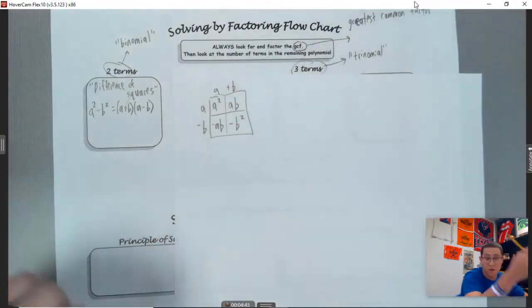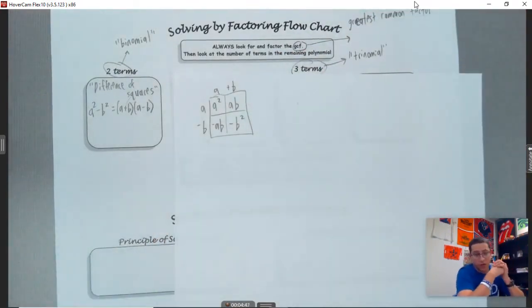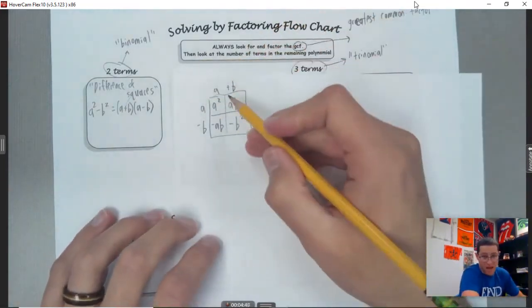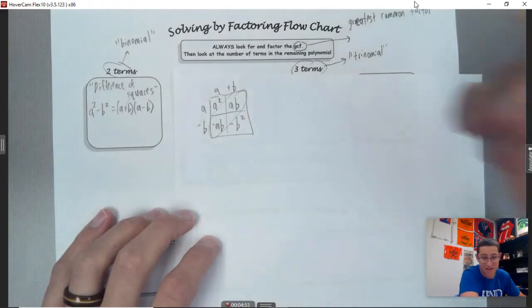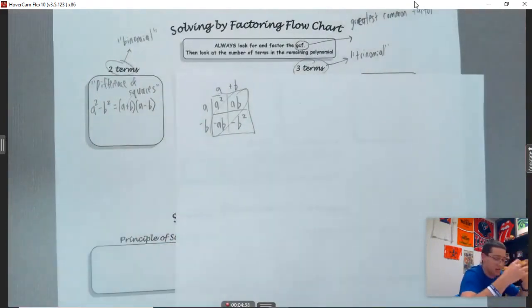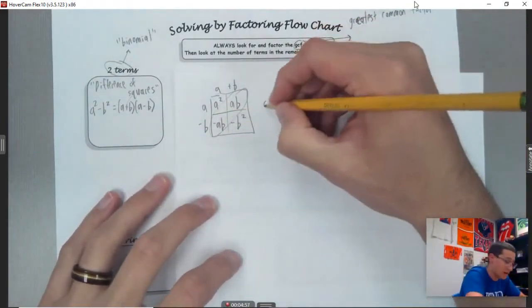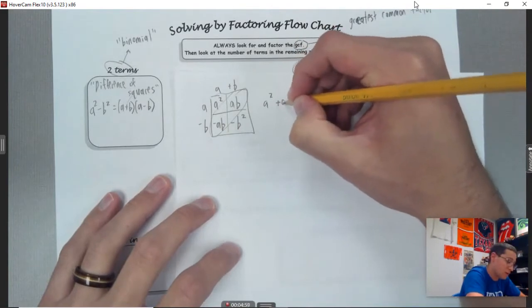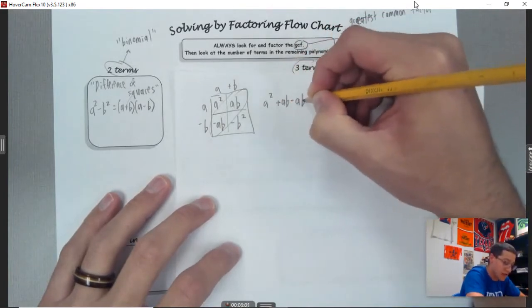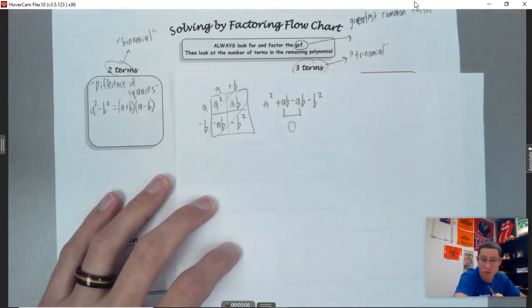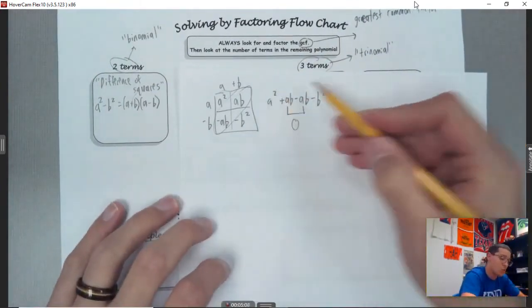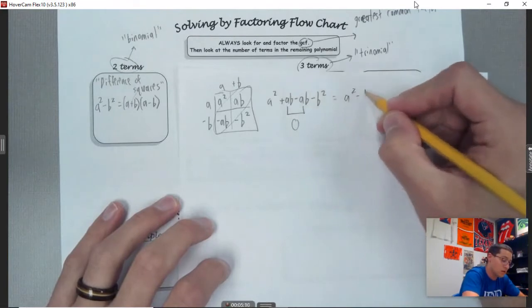Now here's the weird part. Notice that we have to combine these two. But when we combine them, what do we end up with? Well, they end up canceling each other out, right? Because I'm adding up all these. I've got a squared plus ab, minus ab and then minus b squared. But these two get me 0. So I'm just left with a squared minus b squared.